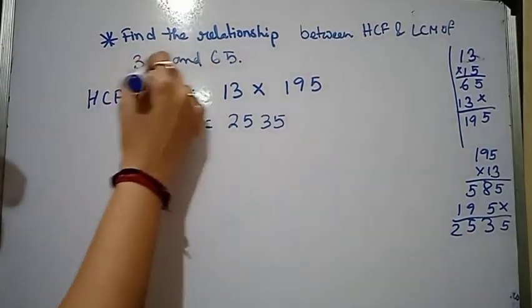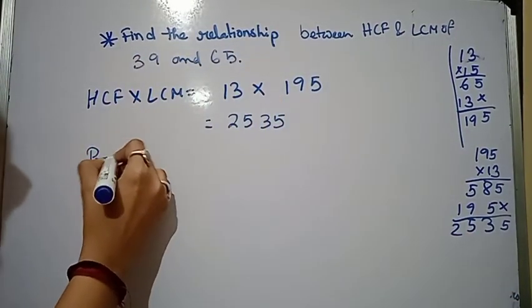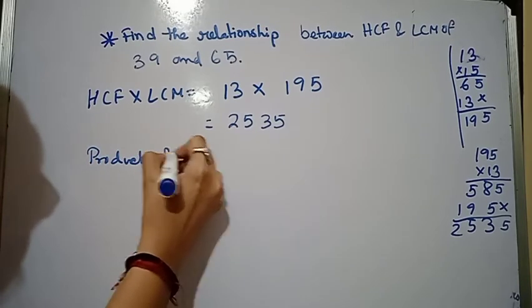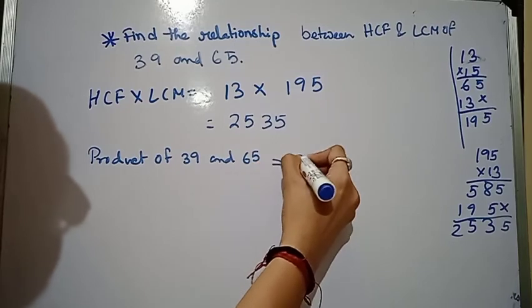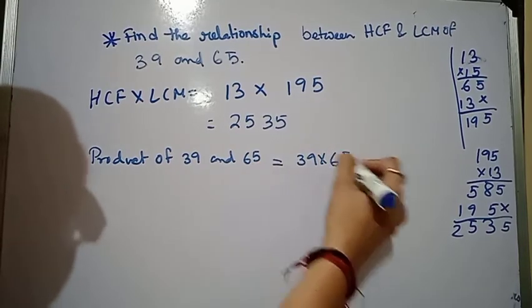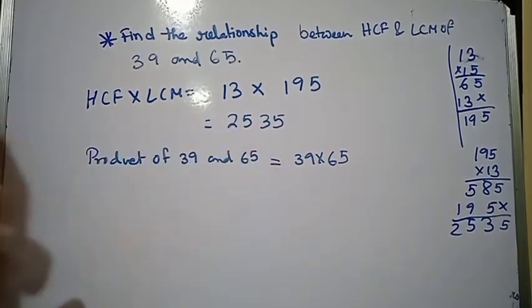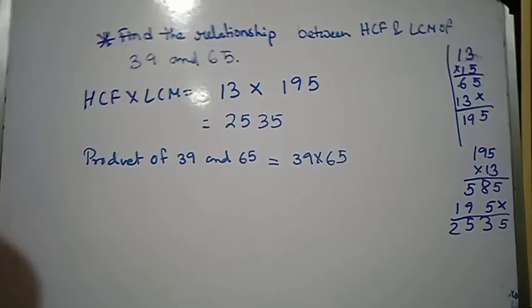Next we are going to find the product of these two numbers, that is the product of 39 and 65. That will be 39 into 65. In the next step we are going to multiply 39 and 65.